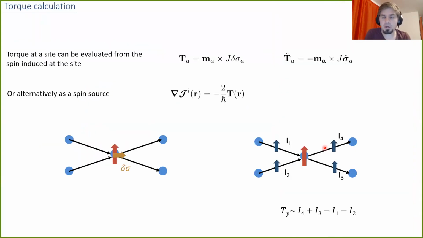Now, I just want to briefly comment on how we actually calculate the torque. In general, the torque is connected to the current induced spin. So this is something that holds even with spin orbit coupling. It can be shown kind of generally. So the torque on some site, or on a magnetic site, will be given by a spin induced by the current on this site. Because we are in the non-relativistic limit, it's also true that the torque is directly given by the spin source. So this is a spin current. If we take the gradient of this, it will then give you a source of the spin.